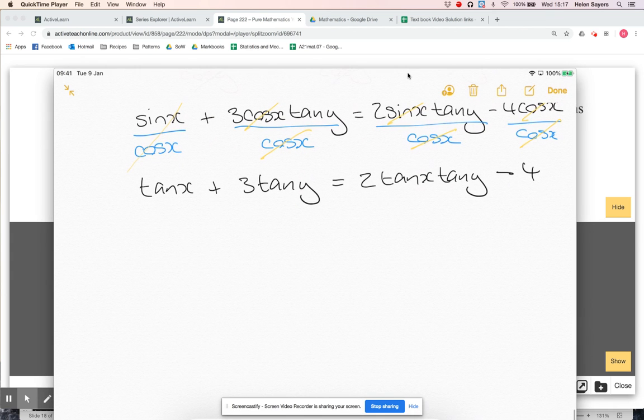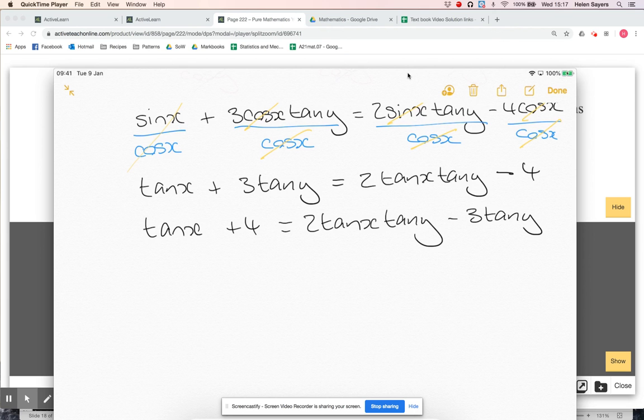So basically I want tan y as the subject. So I'm going to get all my terms with tan y together on one side. Just to avoid having too many negatives, I'm going to take my tan y's over to the right-hand side. So I'm going to leave that tan x where it is, and I'm going to add the 4 over. I'm going to leave the 2 tan x tan y where it is, and I'm going to minus 3 tan y. It's perfectly fine if you'd taken all your tan y's over to the left-hand side. You just would have had more negatives there. That's the only downside.